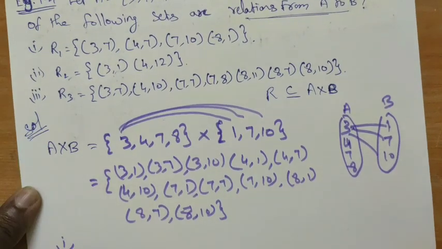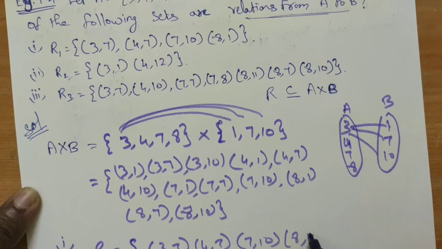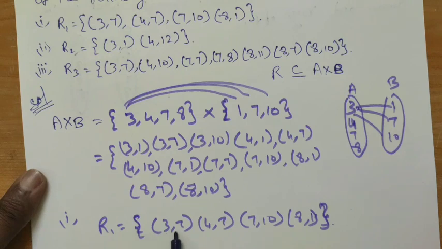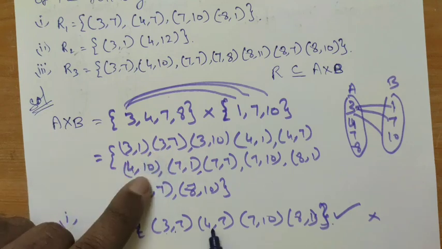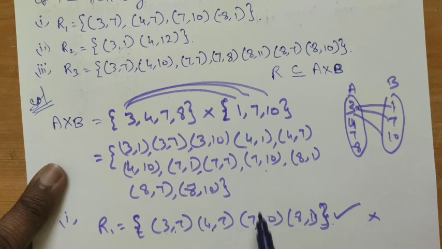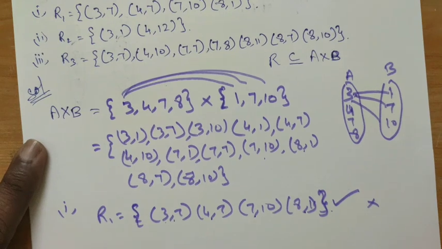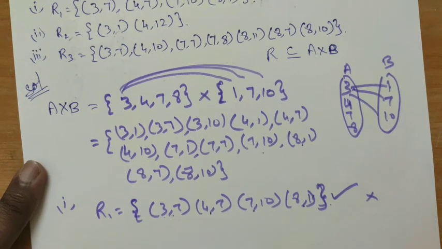Now I take Roman numeral 1, that is R1, given as the set (3,7), (4,7), (7,10) and (8,1). These are the elements of R1, right? Now we have to check whether these elements are present in A cross B. If they are within A cross B, we can say it is a relation, otherwise it is not. Let's check: (3,7) appears, (4,7) appears, (7,10) appears, (8,1) also appears. So surely R1 is a subset of A cross B.